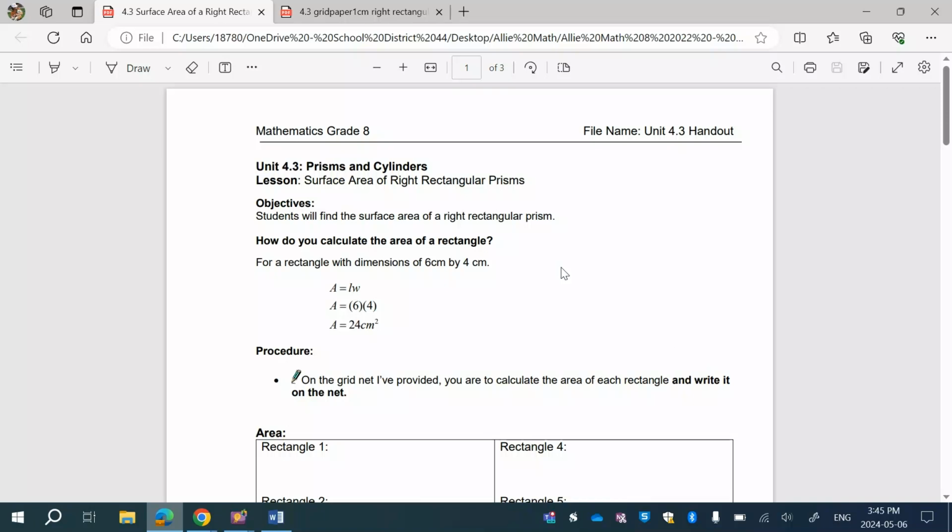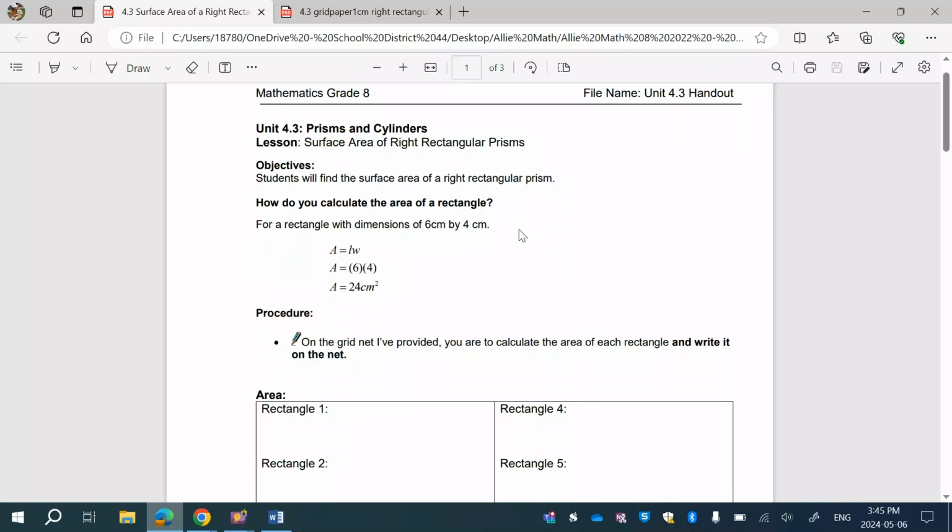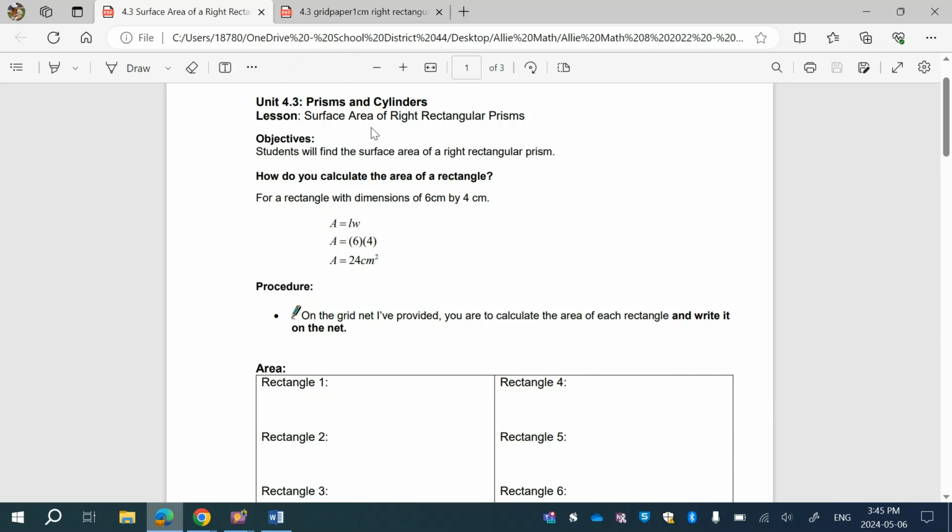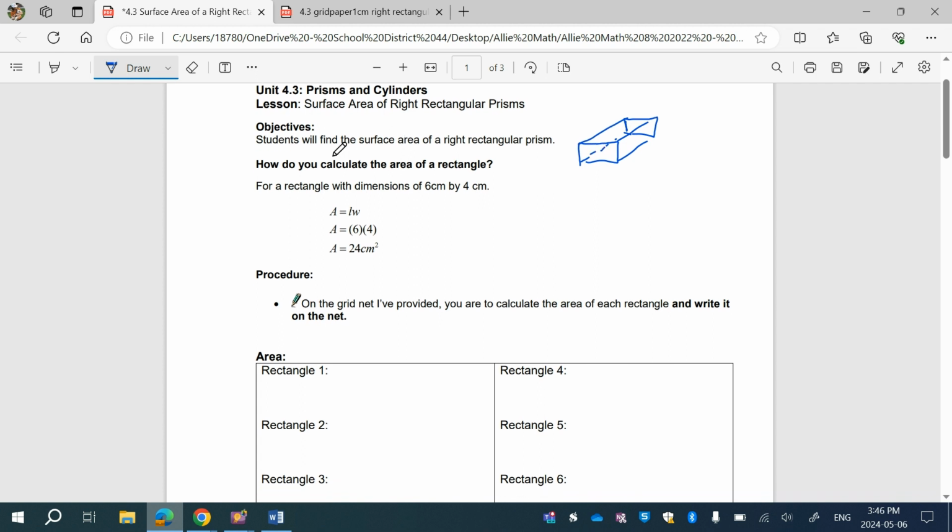Hello, everybody. Here we are, 4.3 prisms and cylinders. We are going to be looking at the surface area of a right rectangular prism. That means we have a rectangle on one side as our end and two congruent rectangles that are joined by four other rectangles. So, a little bit of review.